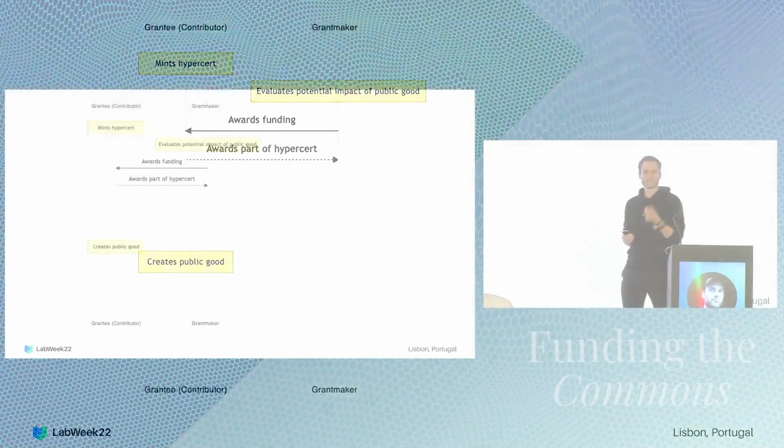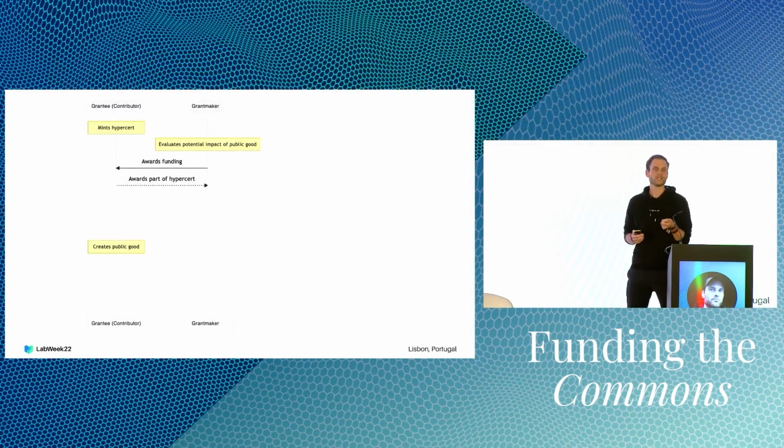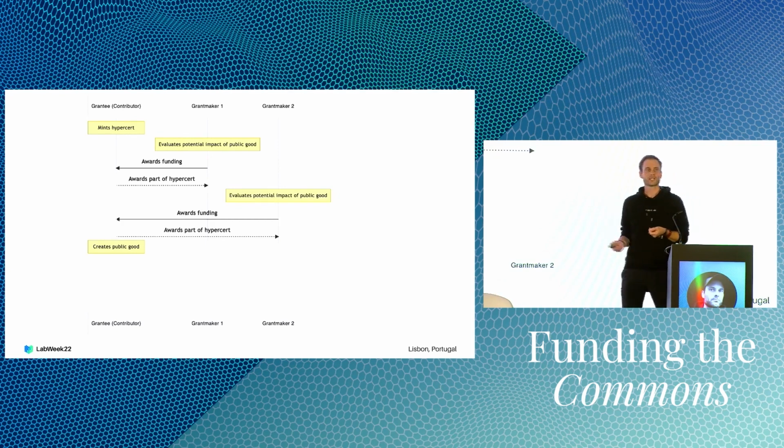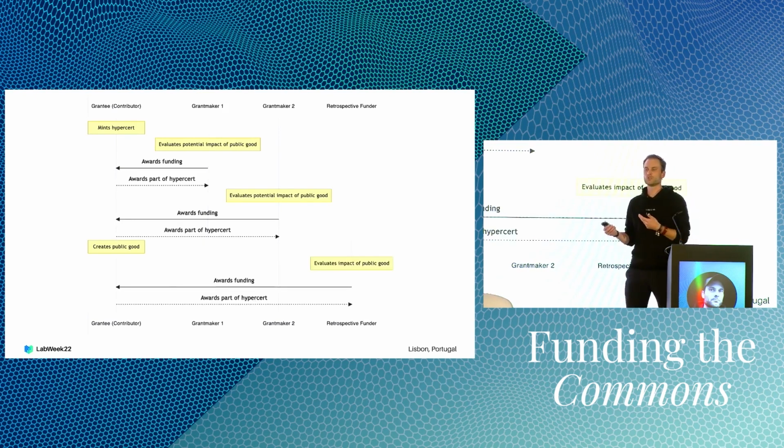This is not a big change, except that we now have a public record of this funding, and we can see it. But the exciting thing about this system is when multiple grant makers use the same system, because then it becomes really easy for a second grant maker to also buy parts of the Hypercert and fund the contributor through the same system. And then we can think of another funder, a retrospective funder, to do the same thing, but after the public good has been created.